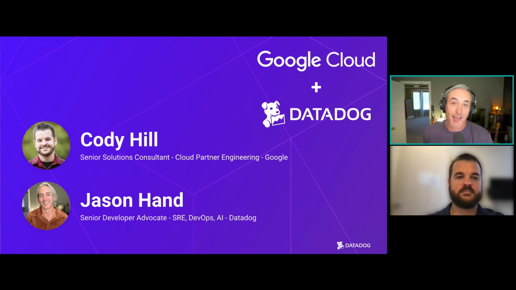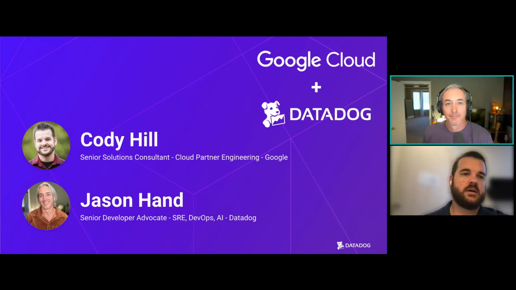My name is Jason Hand, and as introduced, I'm from DataDog, primarily focusing on SRE and DevOps, but also loving all this talk around generative AI and large language models and how we should be monitoring all that. So really excited to be here with you today and show you what we've learned and what we can help you understand and implement moving forward as well. And with that, I'm going to let Cody take it from here and introduce himself.